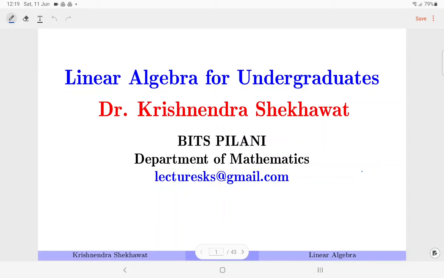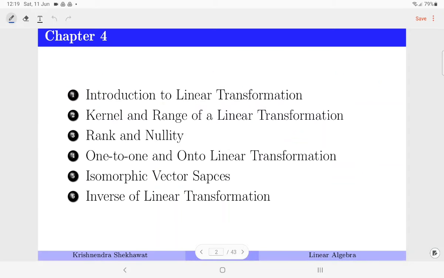Good morning, everyone. In the last class, we introduced the concept of matrix transformation, which was defined as a map from Rn to Rm. Now, instead of Rn to Rm, we are interested in the generalization of matrix transformation, which is linear transformation, a map defined from V to W.